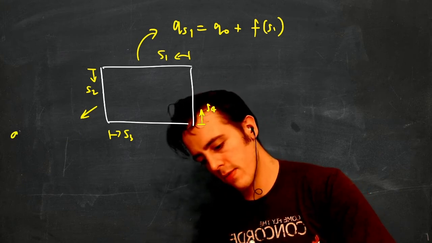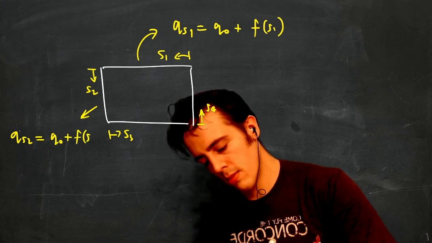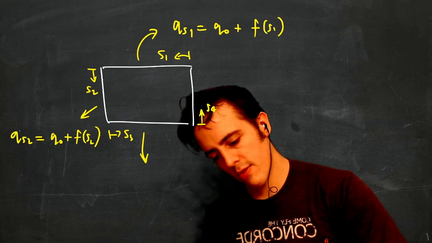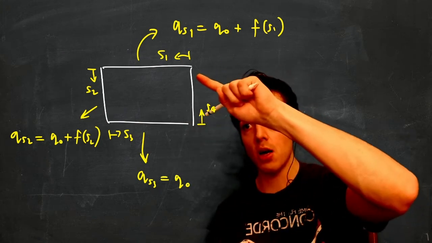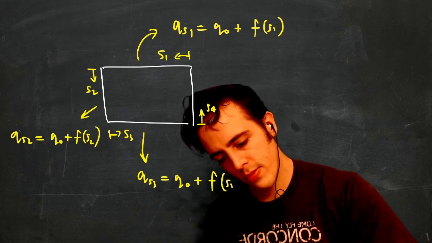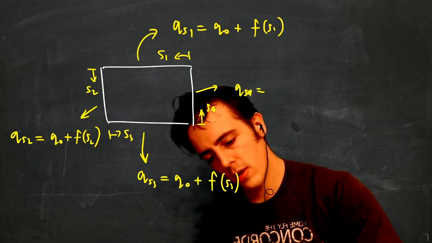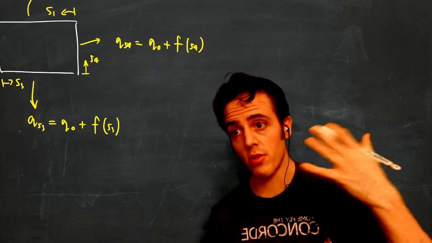We would have QS2 is equal to Q0 plus a function of S2. We'd have QS3 would be equal to Q0, which is just the value of the offset that we don't know up here, plus some function of S3, and then we'd have QS4 is equal to Q0 plus some function of S4. And then once we get to this point, we'll double check that we've got the right answer.